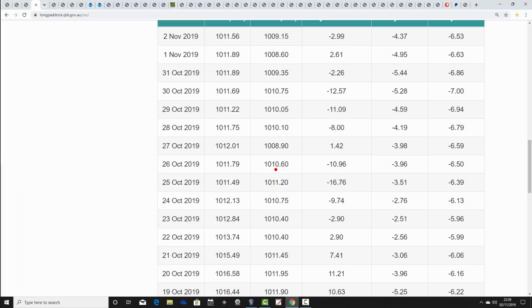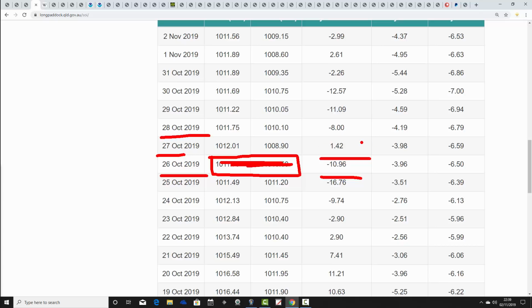So we have had negativity of the SOI going back into the latter part of October. 25th of October coming out at minus 16, and the 26th of October coming out at minus 10. These are our air pressure measurements, by the way, Darwin versus Tahiti, I suppose. 27th of October we've got plus 1. 28th of October we have minus 8, that's an El Nino type setup.